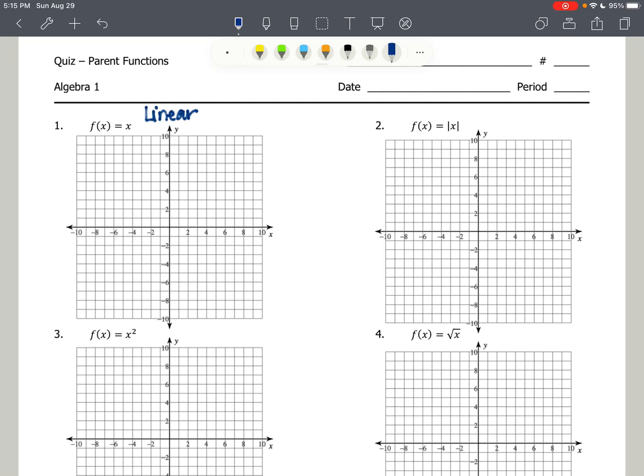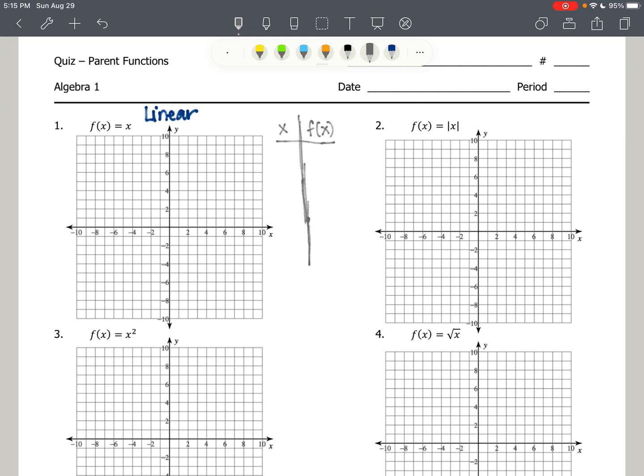We're going to graph this linear function. I'm going to show you how you could create a table very quickly. Here you've got your input of x and your output of f of x. But we want to memorize these graphs so that we don't have to create a table every time. These are going to be very common functions throughout your algebraic career.